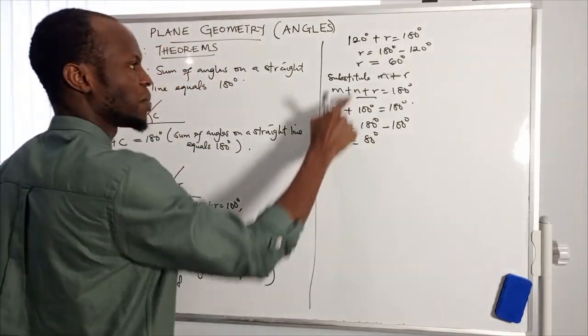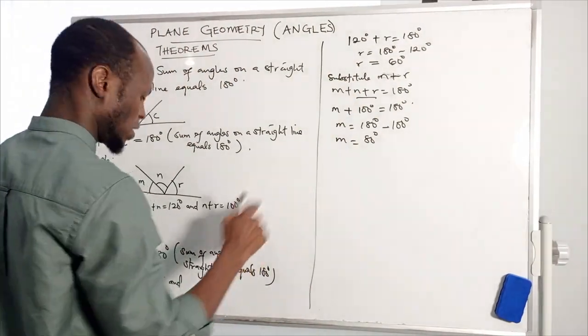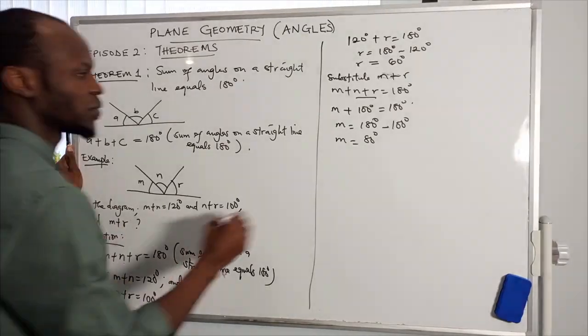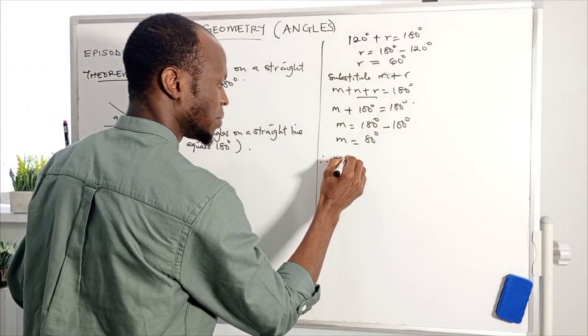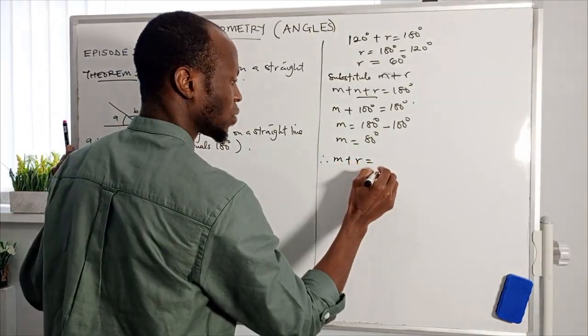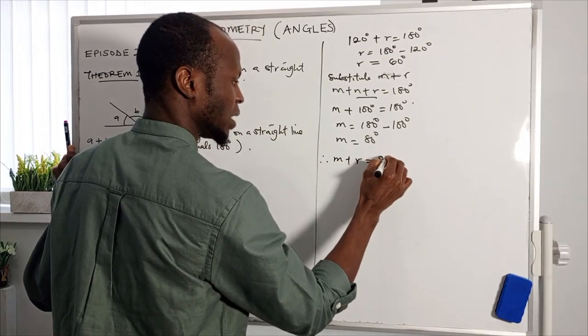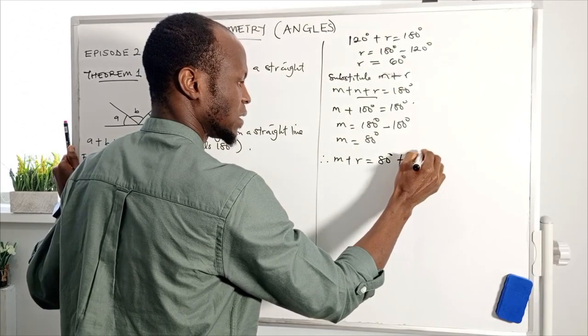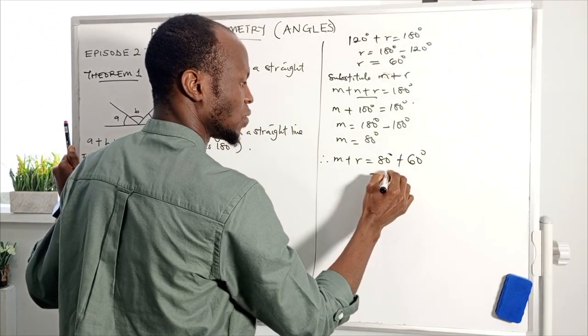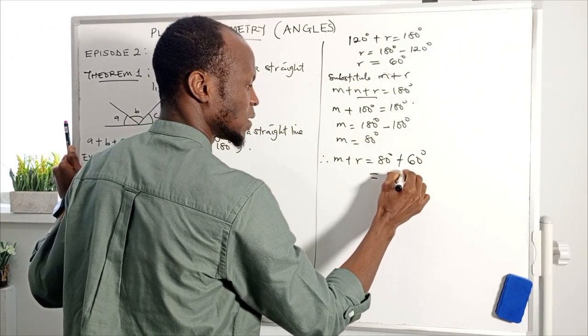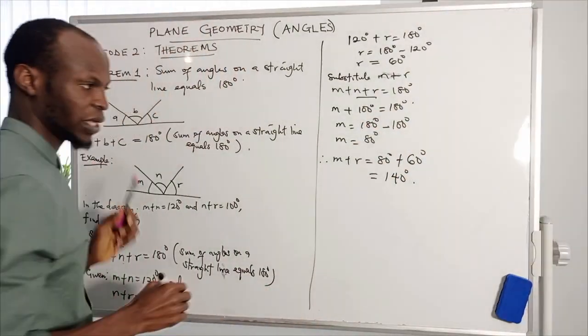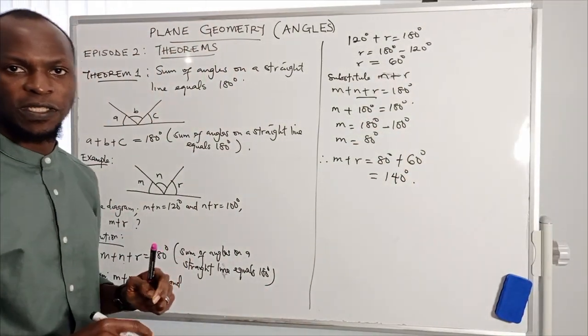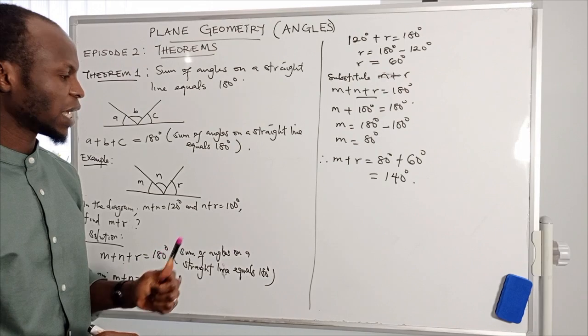We're not asked to find M. We're not asked to find R. We're asked to find M plus R. Therefore, my M plus R equals, what is my M? 80 degrees. What is my R? My R is 60 degrees, which equals 140 degrees. Okay?